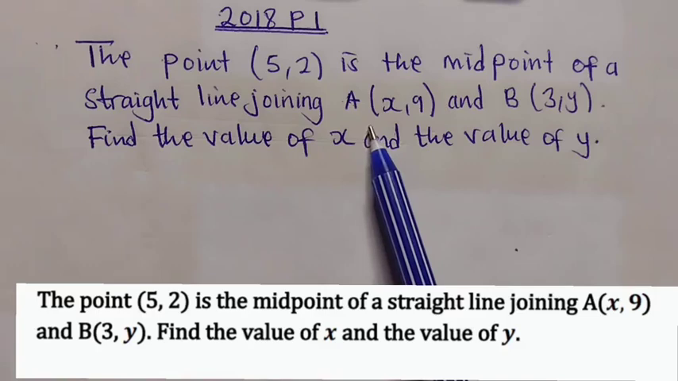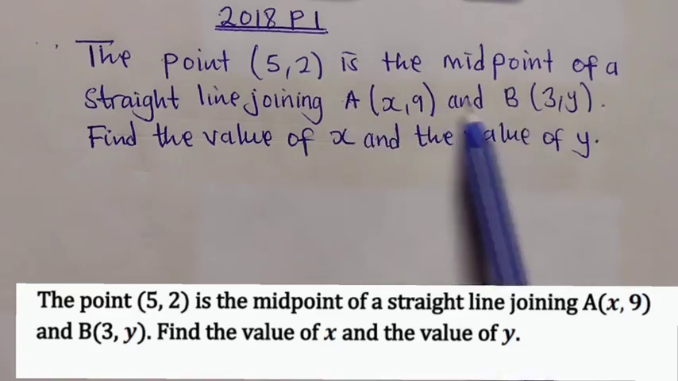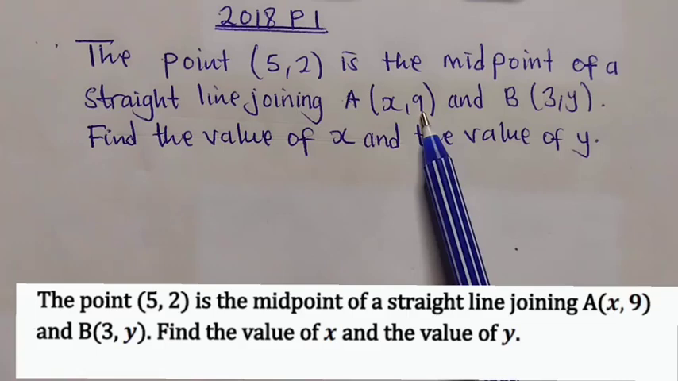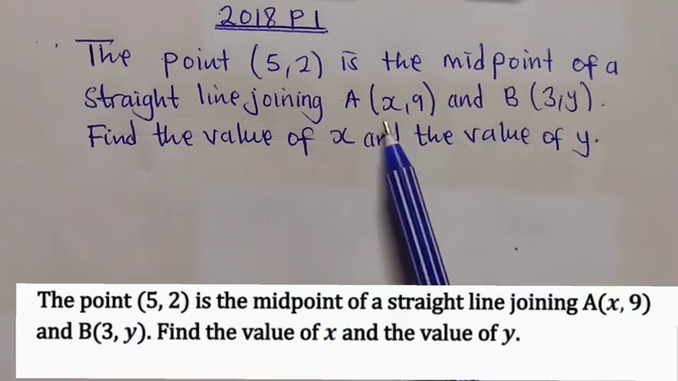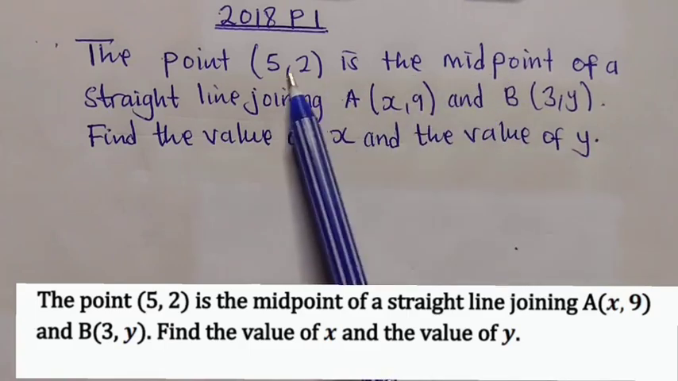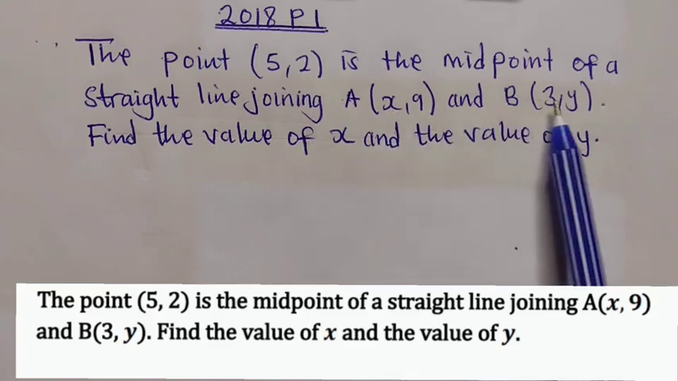So we have a straight line which is labeled point A and point B. We have these two points on a straight line. Point A has the coordinates (x, 9). Point B has (3, y). Point A and point B have the midpoint which is (5, 2). So how can we find the value of x and y?